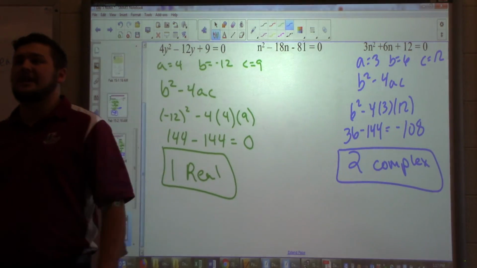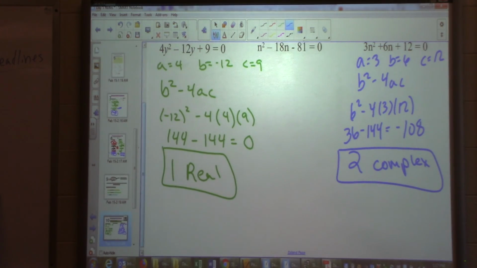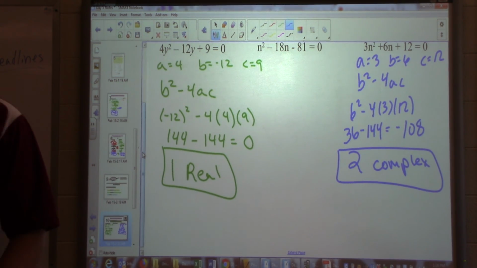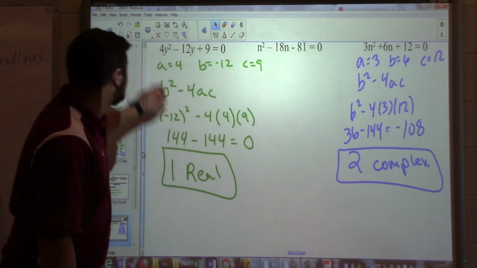Alright? So in order to ask for the discriminant to tell how many types of solutions it has, that's all it's asking. Okay? Alright. I think that's it.